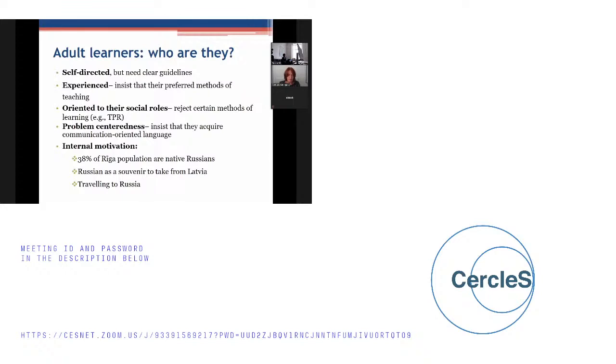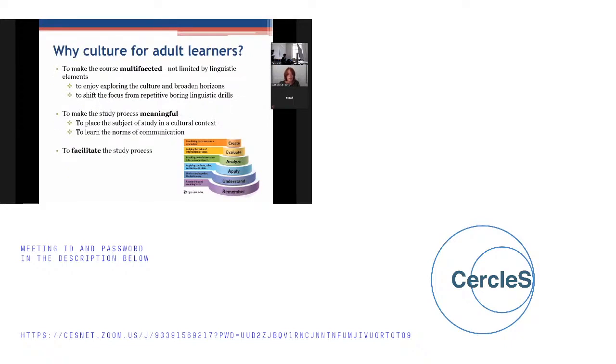So these are the things that define adult learners in our university, and how can culture help us to achieve the aims of the course and to meet the students' needs? So let's have a look. First of all, introducing culture aspects makes the course multifaceted. It's not only focused on purely linguistic aspects, it provides a broader picture to the students.